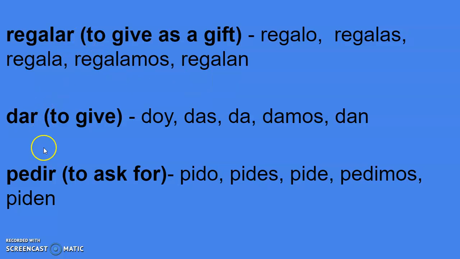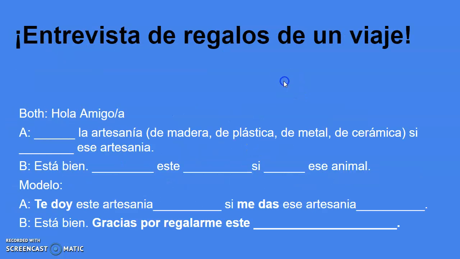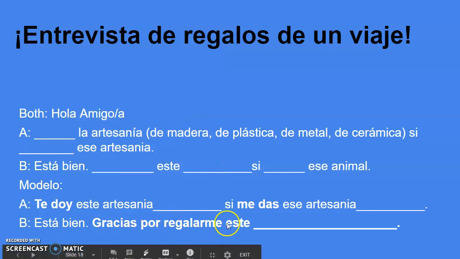So los verbos that we are conjugating in the present tense were regalar, to give, regalar, to gift, dar, to give, and pedir, to ask for, is another one that you could order. If we were in class together, I would hand you all a whole bunch of artesanías off my shelves, and you would practice with an amiga, and you'd say, hey, I'm giving you a handicraft of wood. Te doy la artesanía de madera. And you would say, oh, está bien, gracias por regalarme esta artesanía de madera.